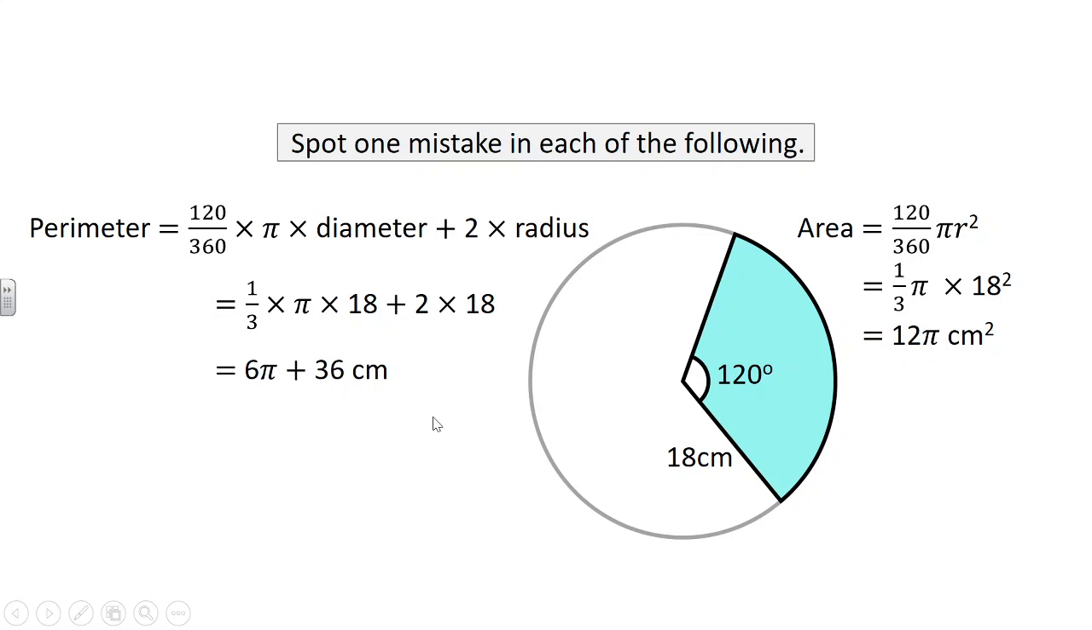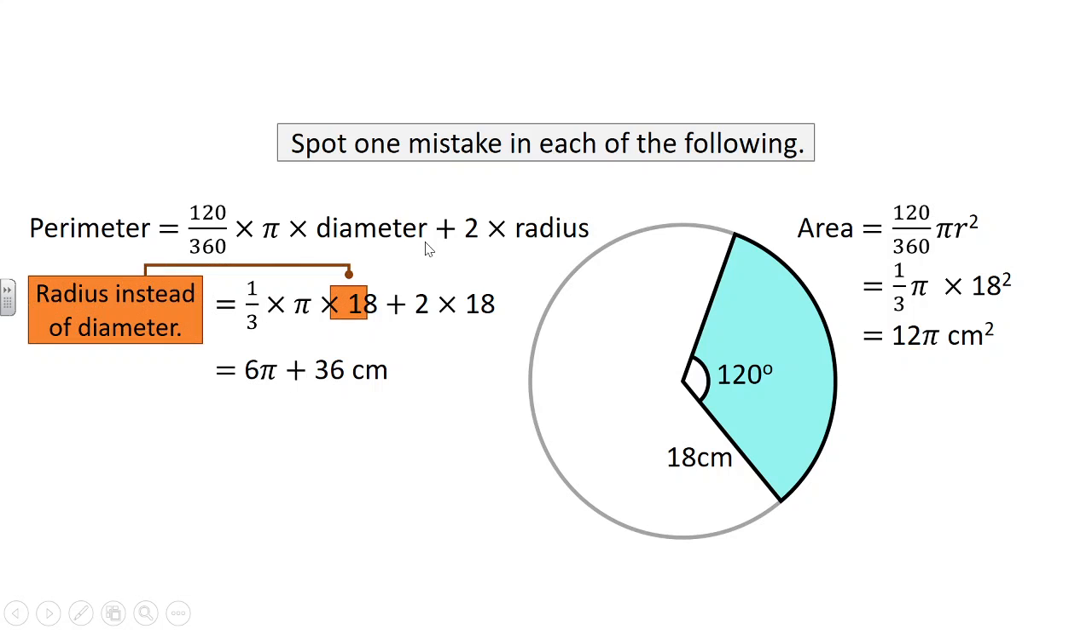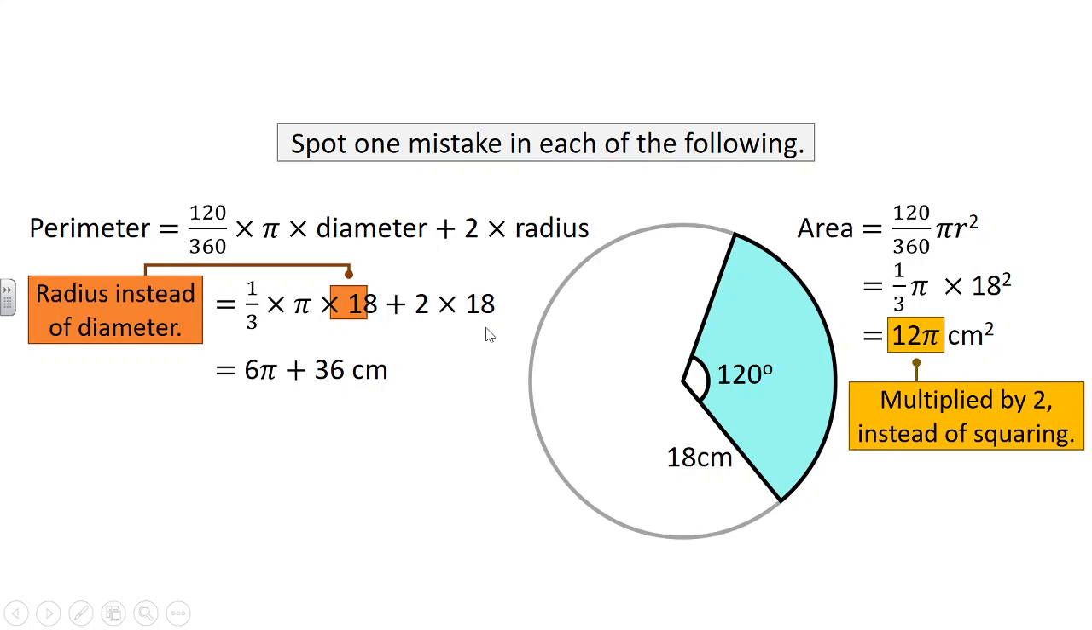Right, you've got to spot the mistakes on these. So can you pause it, have a read through the working out, and then spot where the mistakes are. Okay, first one, they used a radius instead of the diameter. And they multiplied by 2 instead of actually doing the squaring on that one.